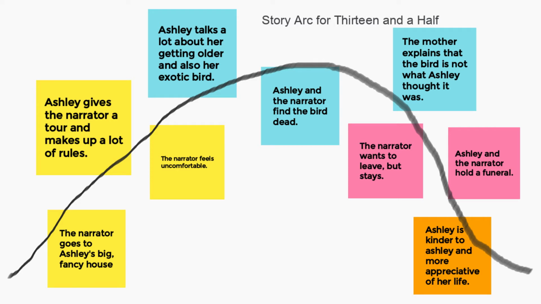Next, Ashley talks a lot about her getting older and also her exotic bird, which our narrator can't really relate to. She's basically like, yeah, I don't really think about that kind of stuff, and why would I want a bird? Increasing our level of like, this is weird.